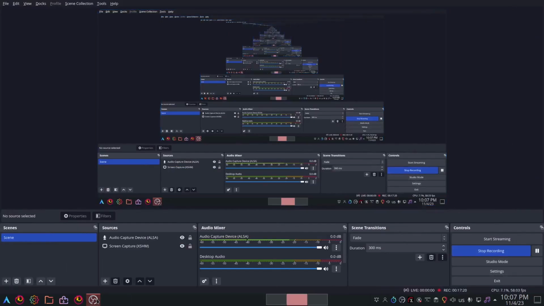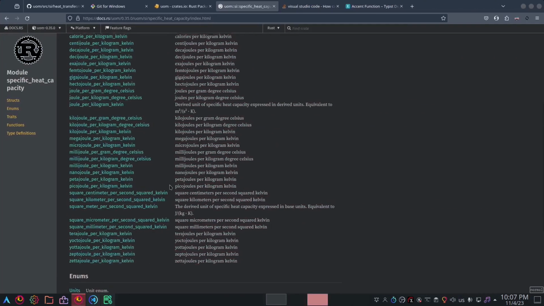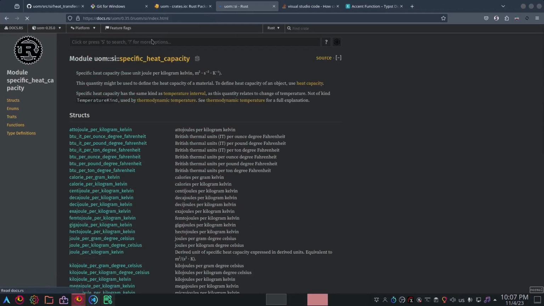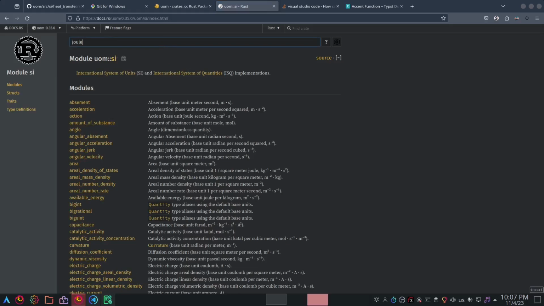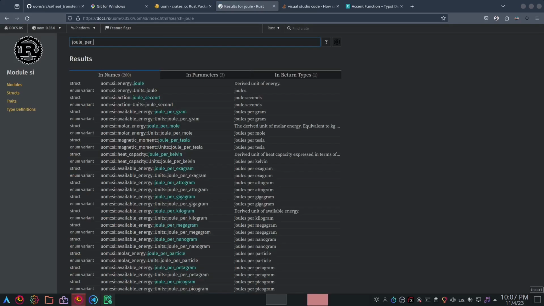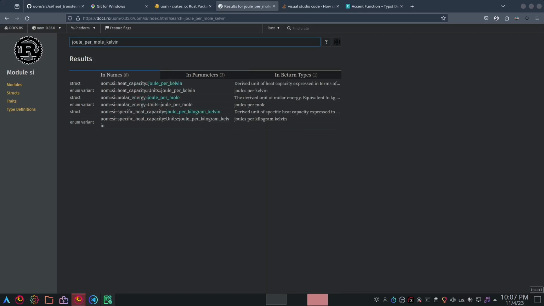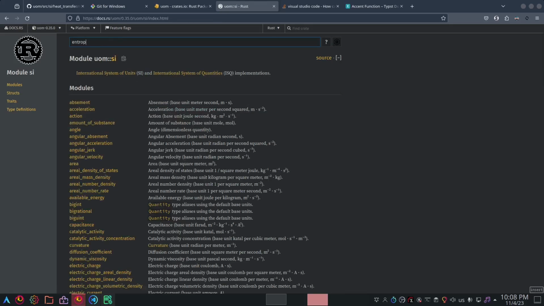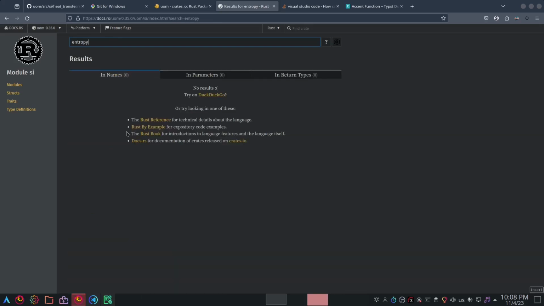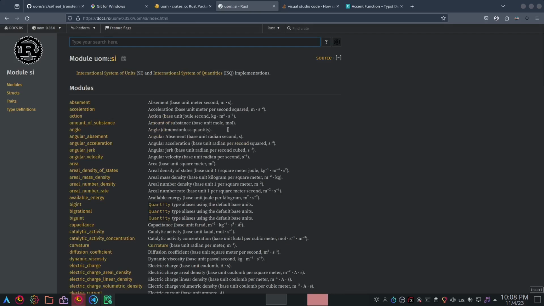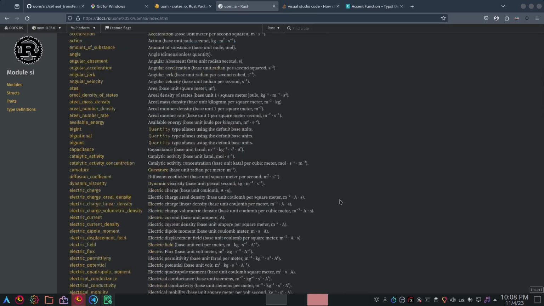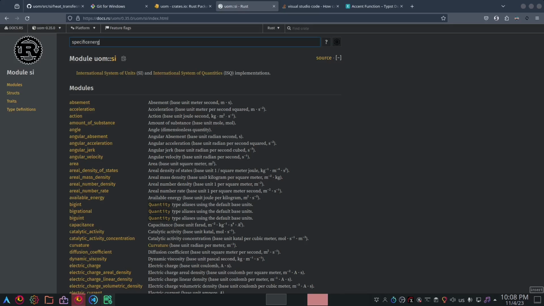All right, so let's look for joule per mole per Kelvin units. So I'm going to go here, UOM SI. I'm going to do joule per mole Kelvin, something like that. So what do we have here? Joule per Kelvin, joule per mole Kelvin, or let's look for entropy. Oh, we don't have an entropy unit here. So let's take a look. Maybe we have something like specific energy. I think I used this before.